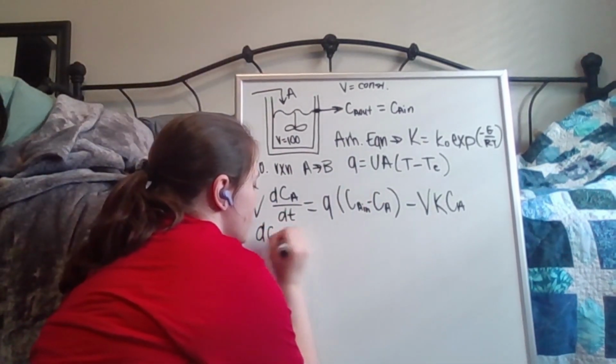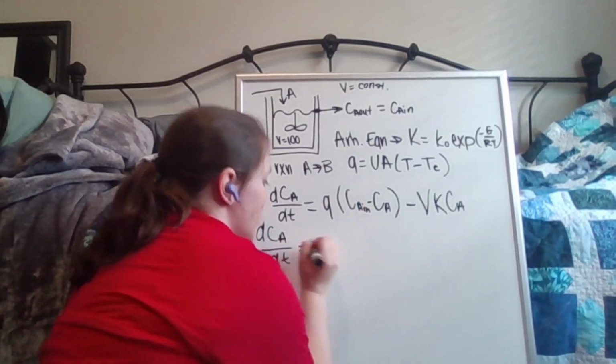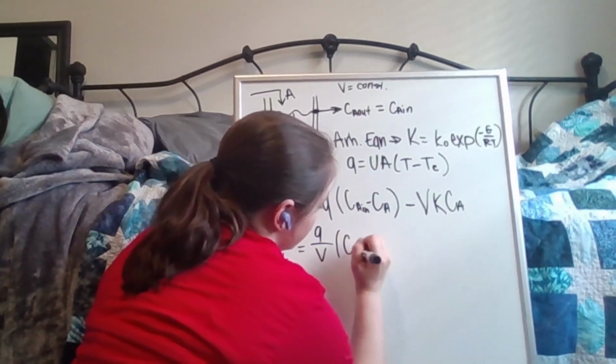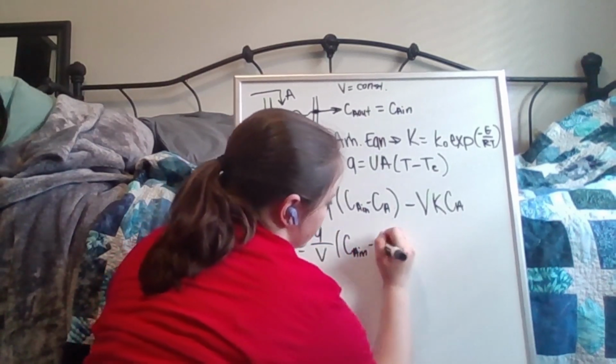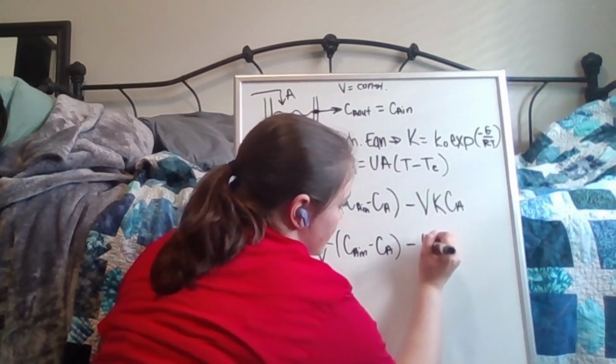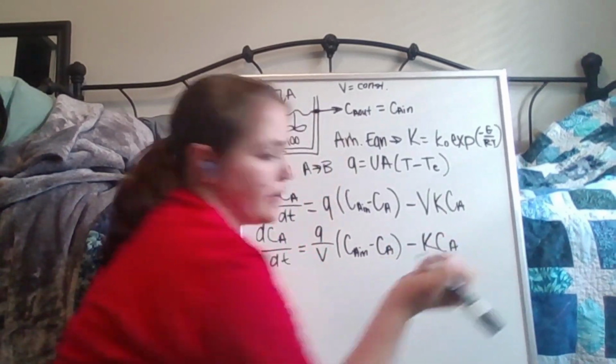So we have our change of concentration over change of time is Q over V, CAN minus CA, and then minus, the V cancels, KCA.